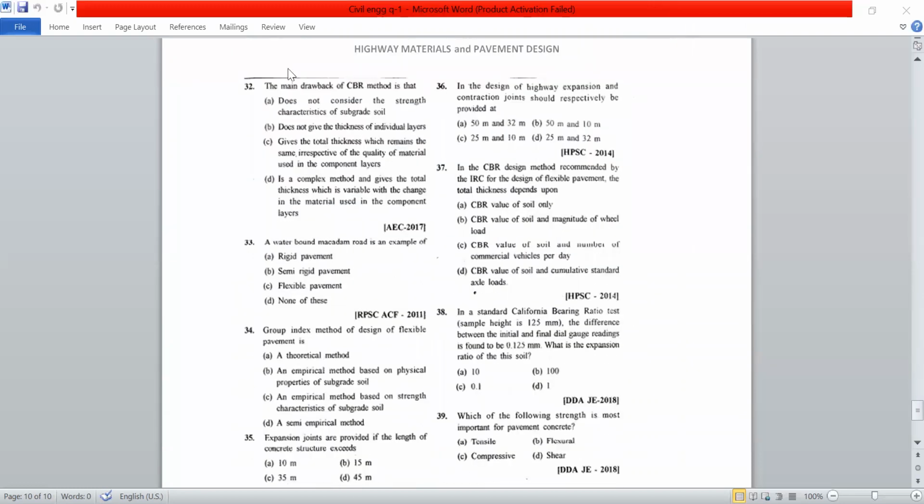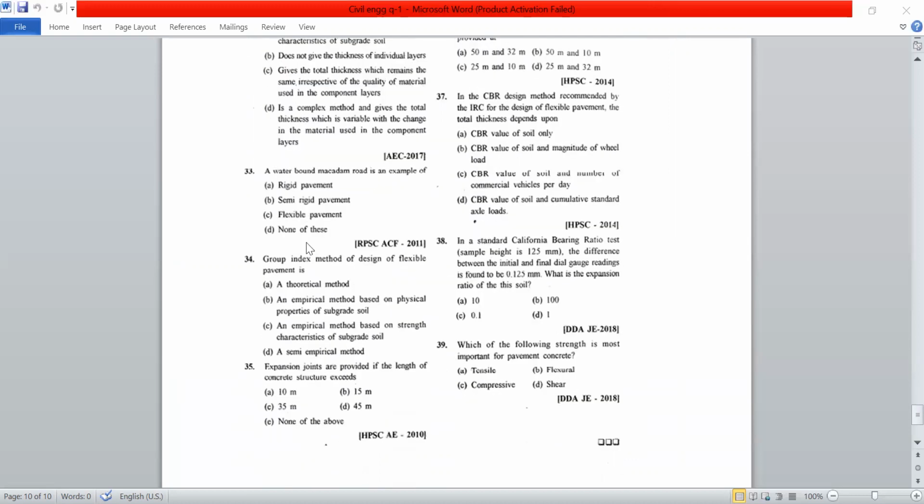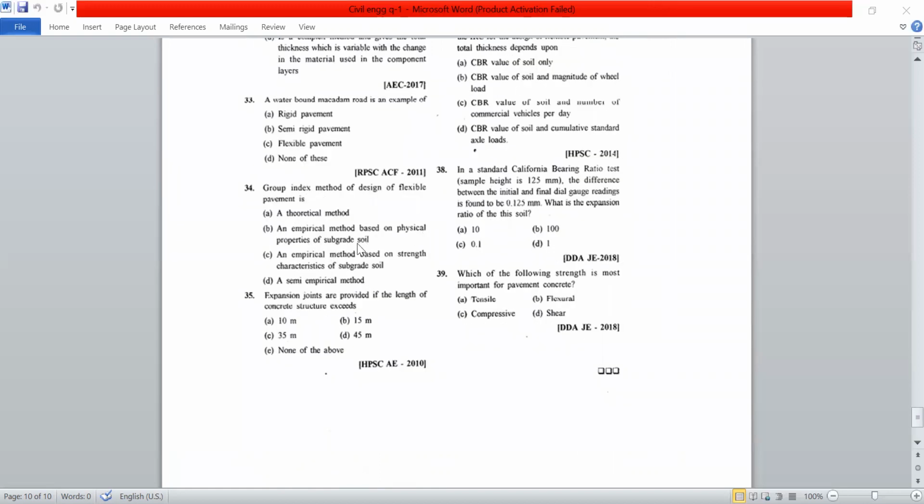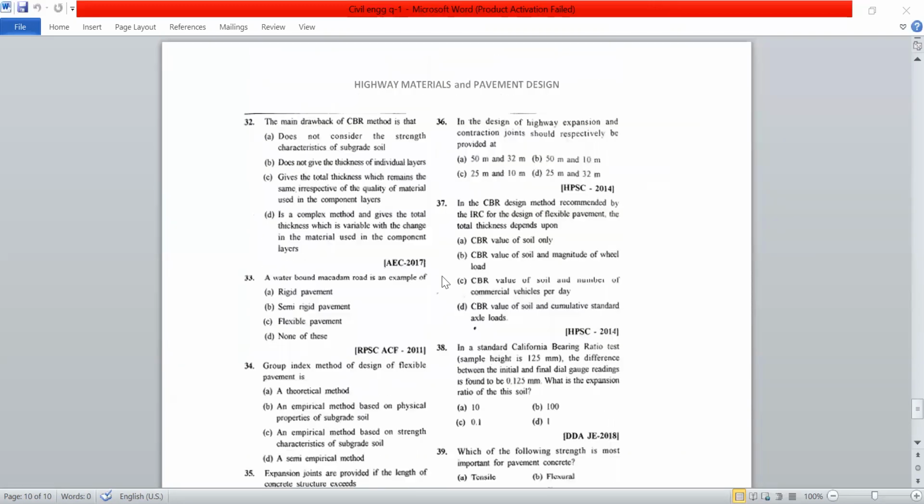Load capacity of the dowel system of group is assumed to be 40% of the design load. The main drawback of CBR method is it gives a total thickness which remains the same irrespective of the quality of the material used in the component layers. A waterbound macadam road is an example of flexible pavement. Group index method of design of flexible pavement is an empirical method based on physical properties of subgrade soil. Expansion joints are provided if the length of the concrete structure exceeds 45 meter.